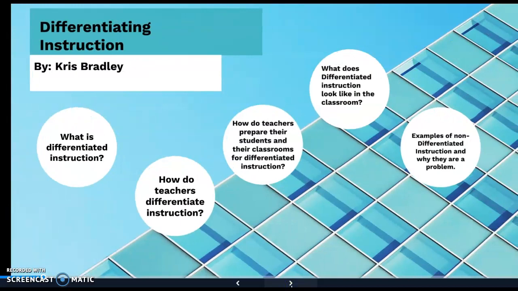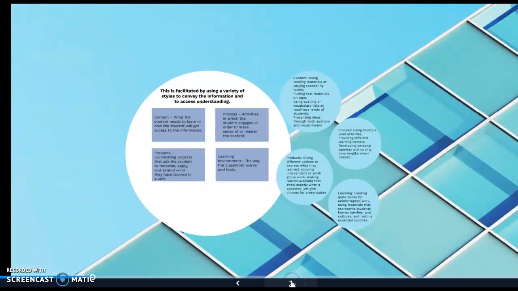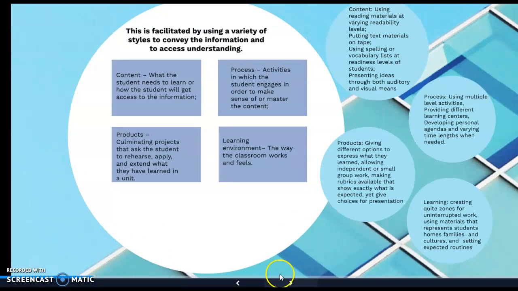Next, we have how teachers differentiate instruction. Like I said, there are different types of learners, so you're going to have a lot of different ways to differentiate. But there are 4 parts to it: the content, the process, the products, and learning. With content, you are figuring out what the student needs to know and where they're at.